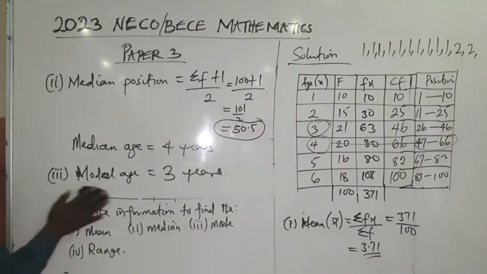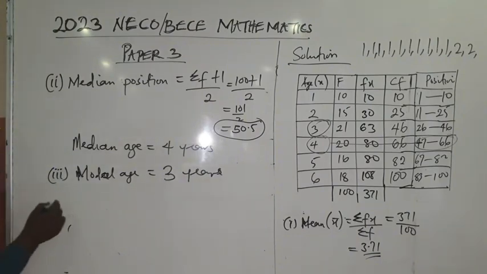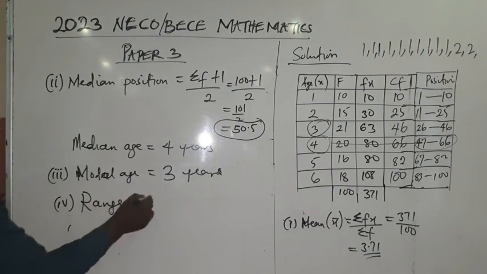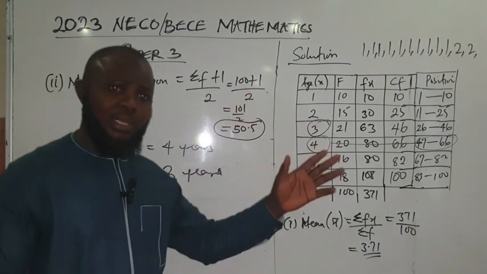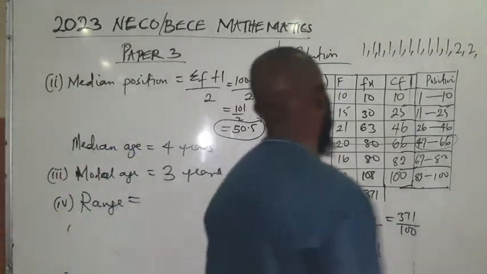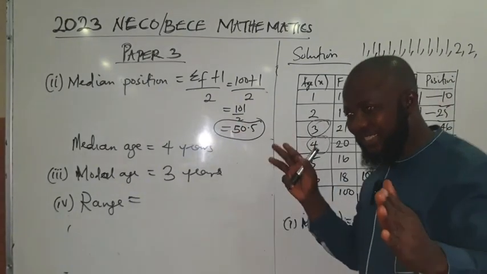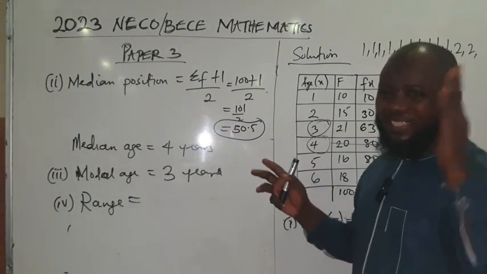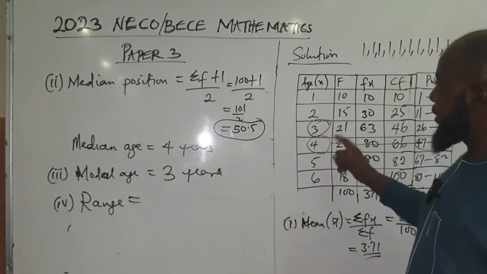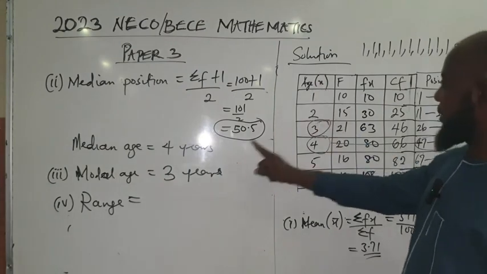Range. The range, we have to calculate the range. So the range is the difference between the highest and the lowest. Now, students usually make mistake under this as well. So the age range, not frequency, age range. We are only considering the age. If you notice, you can see that all my answer is under age.